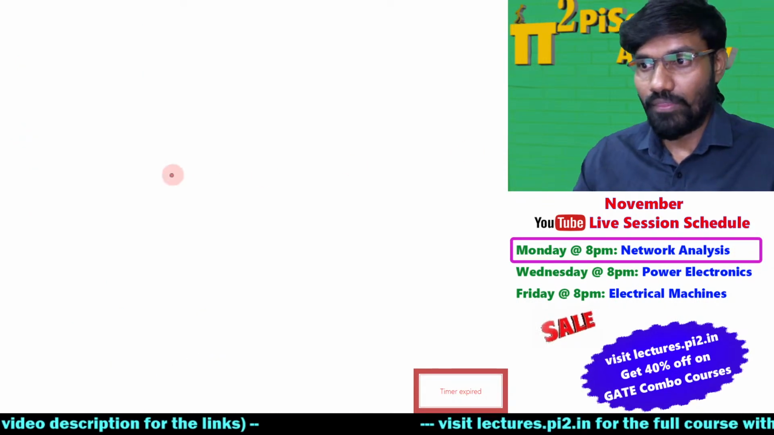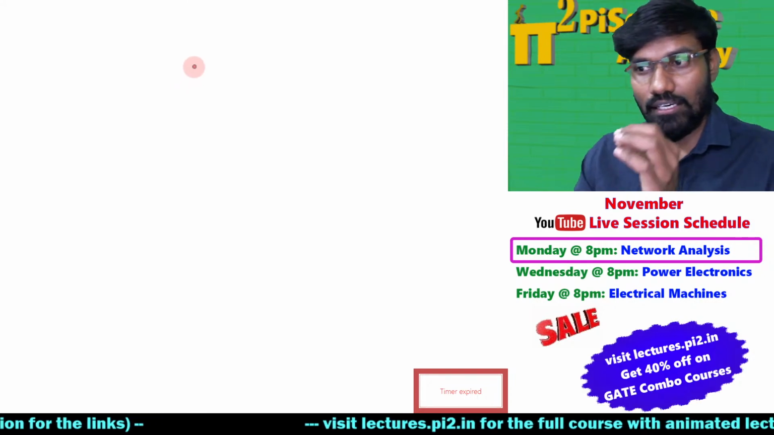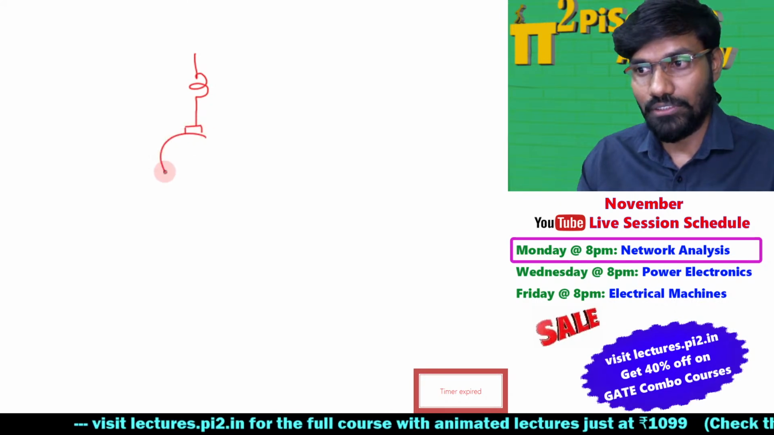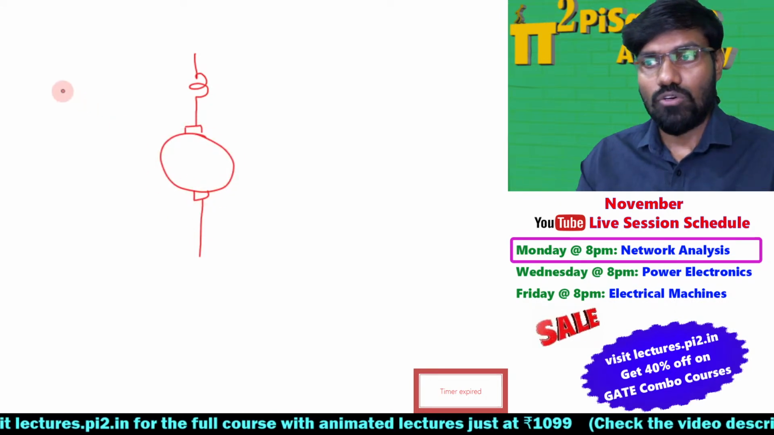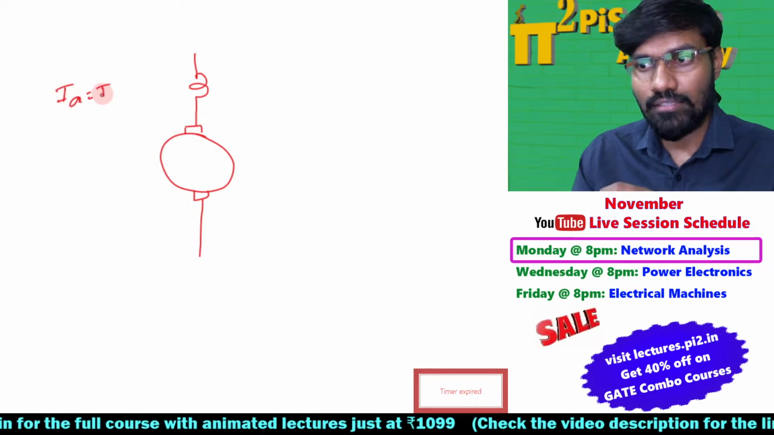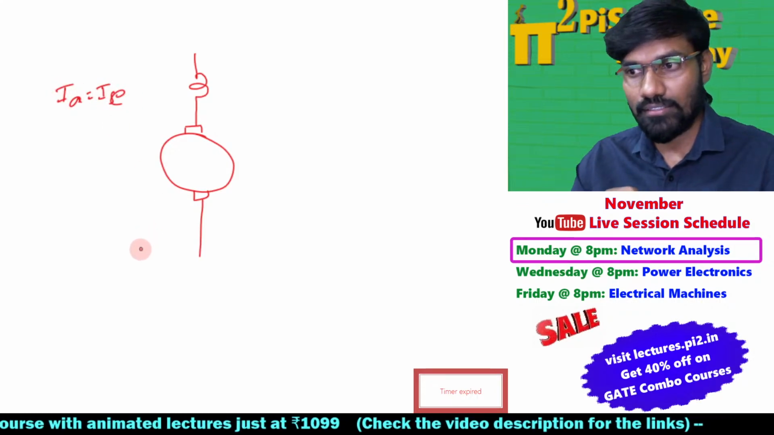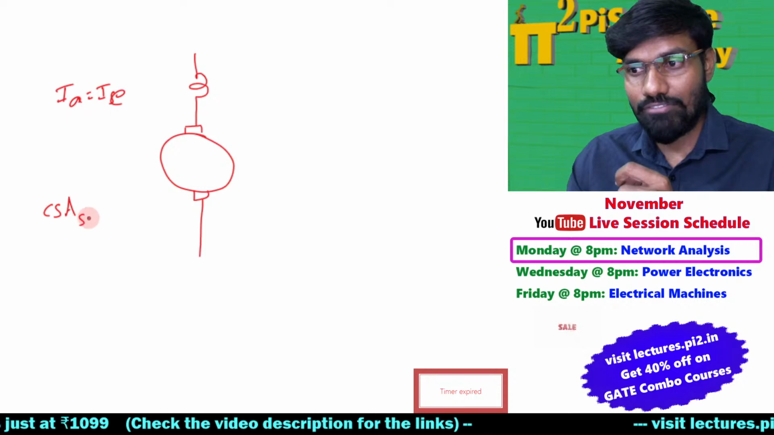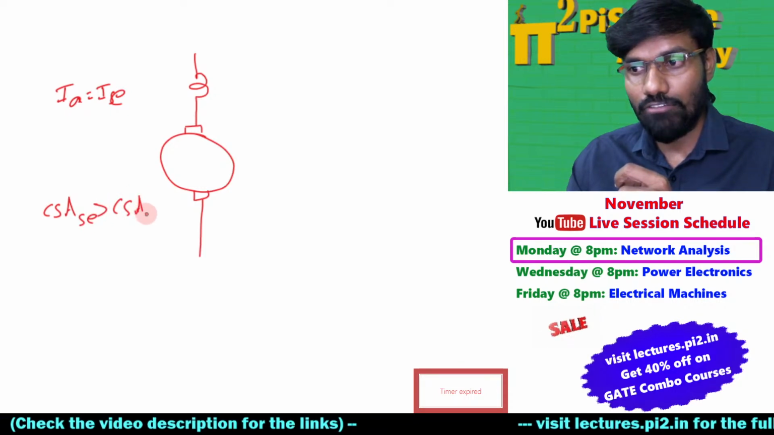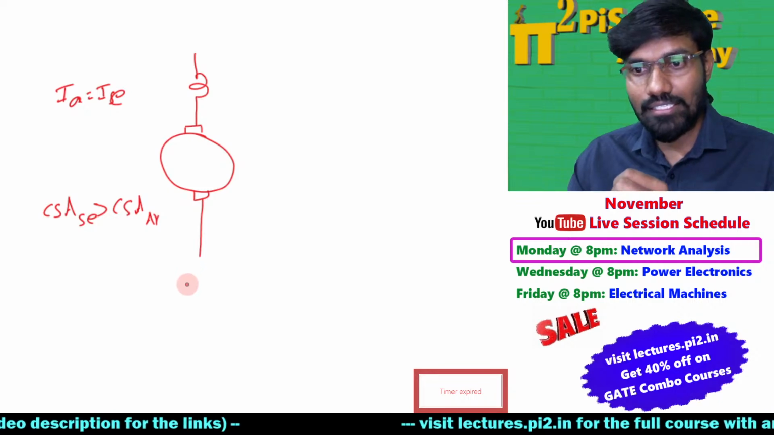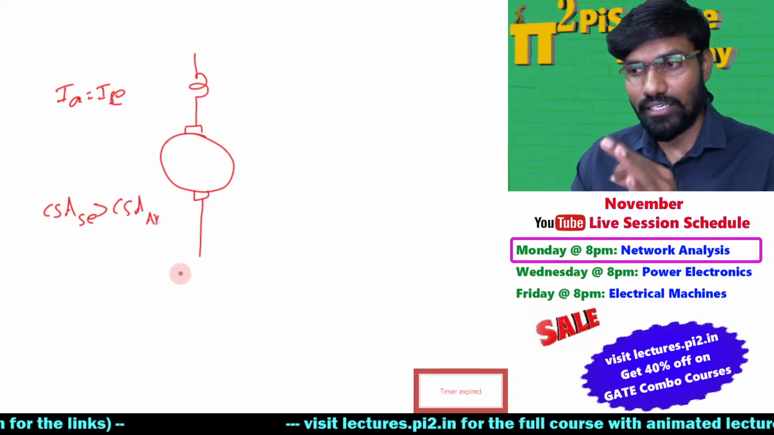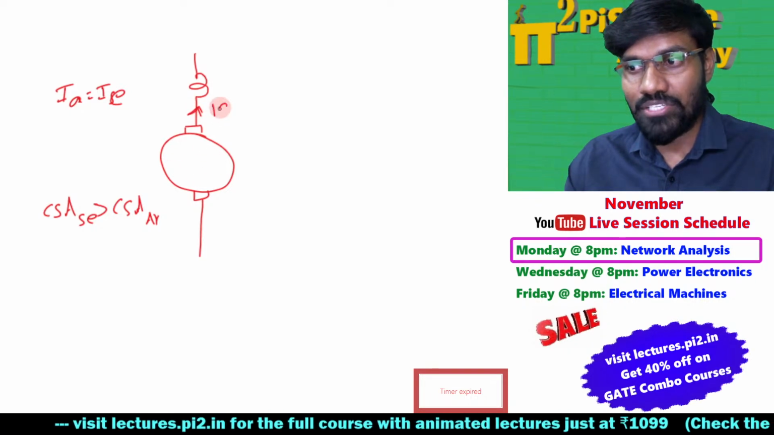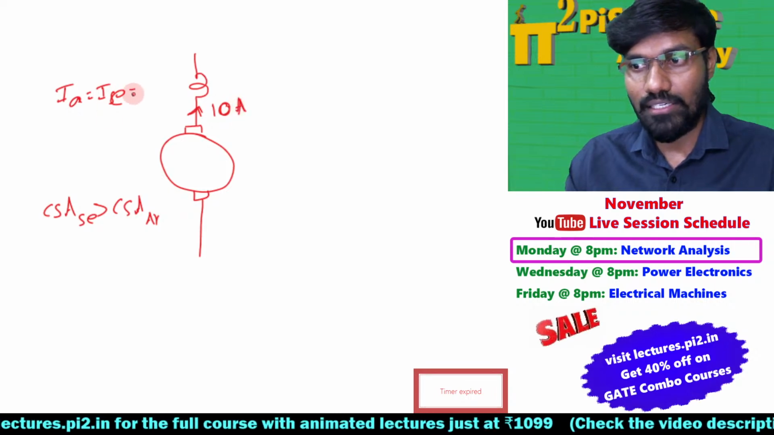Careful, see here, I'm drawing a series machine. Quite naturally, IA is equal to ISC. The current is the same, but still the cross-sectional area of the series field winding is much greater than that of the armature winding. The reason is, let's take it that the armature is carrying 10 amperes.